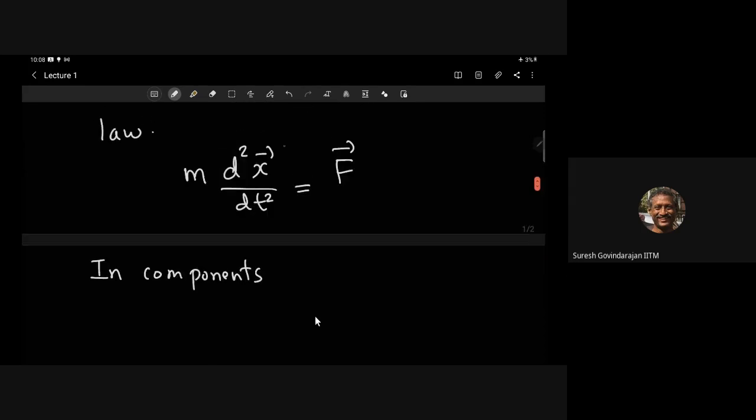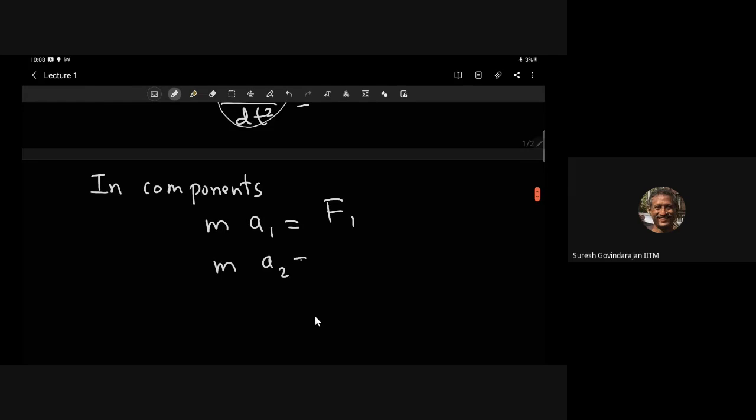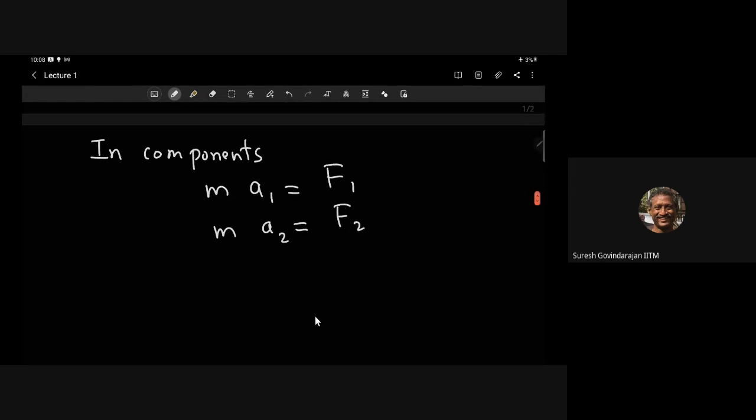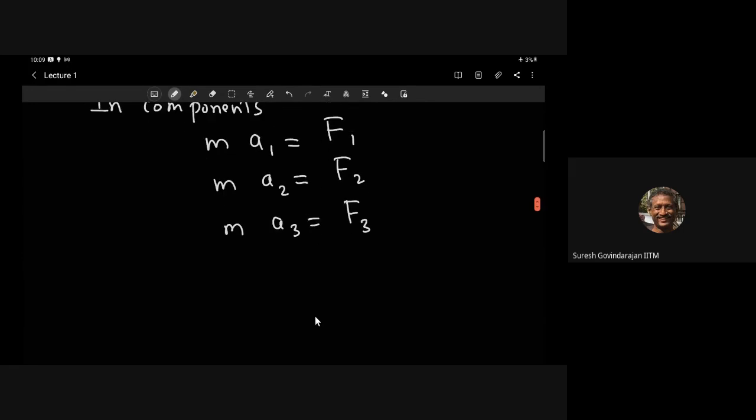and instead of this, I will write, this is nothing but acceleration, so I will write this as M A1 equal to F1, M A2 equal to F2, and M A3 equal to F3. Instead of calling it X, Y, and Z, I will use 1, 2, and 3. The advantage is that we can go to 2 dimensions, 3, and we could write a fourth equation, M A4 equal to F4 and so forth.